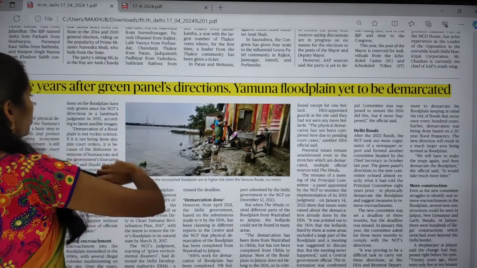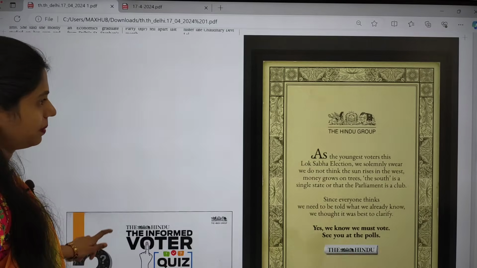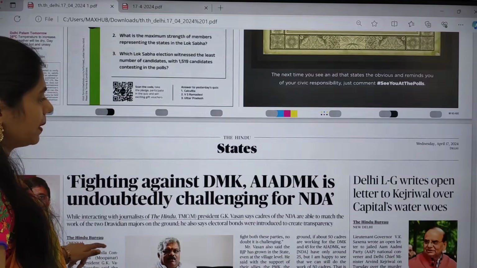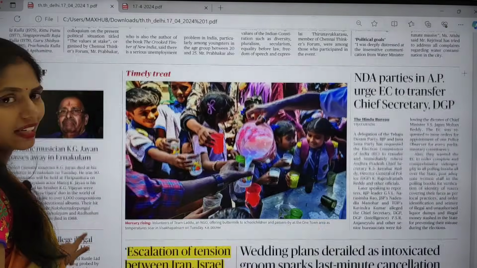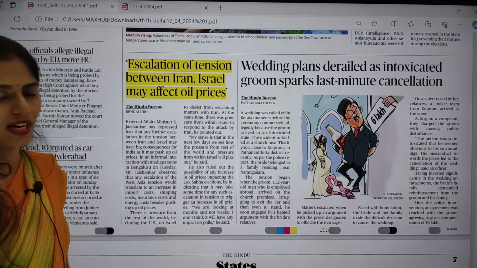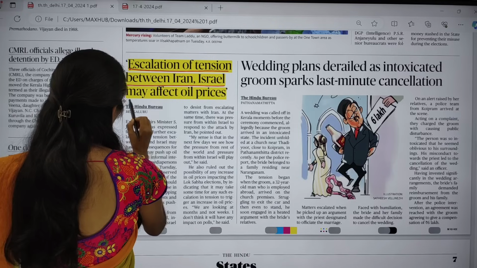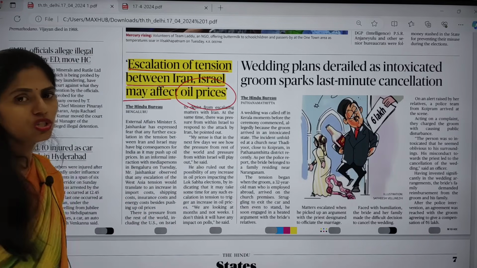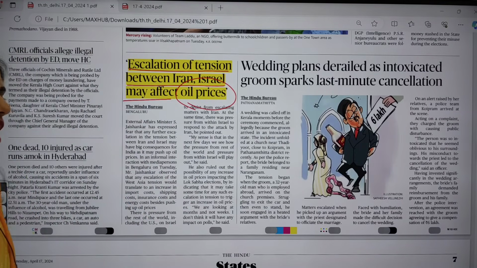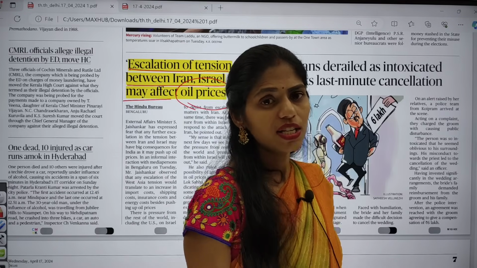Now let us move on to our Hindu page, where you can directly see the editorial page. On the editorial page I found many articles, many of them political. Here you can see one more important article: escalation of tension between Iran and Israel may affect oil price. So what is the keyword here? Oil price.